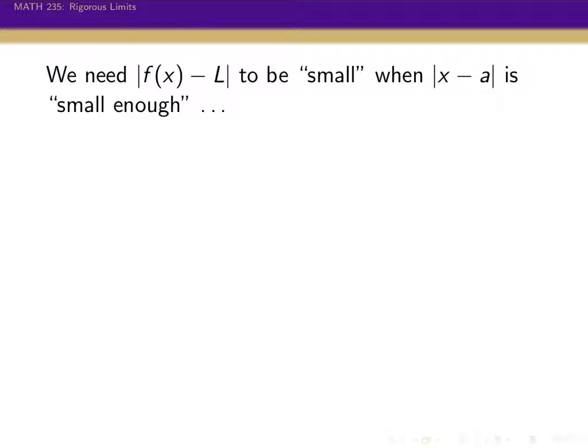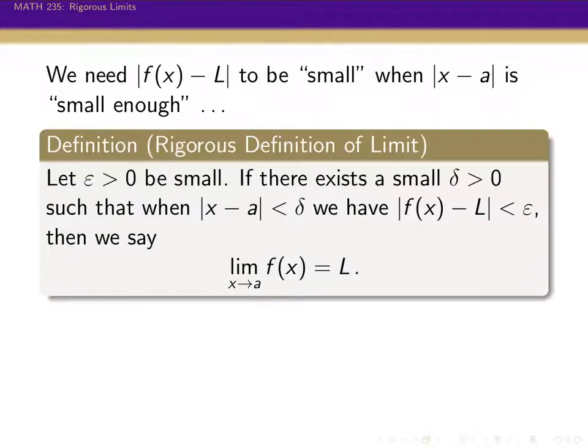I'm just going to put it up there and then we'll talk through it. Okay. So this is our rigorous definition of a limit. Let epsilon greater than 0 be small. If there exists a small delta greater than 0, such that when the absolute value of x minus a is less than delta, we have that the absolute value of f of x minus L is less than epsilon. That's what we precisely mean for the limit of f of x to equal L as x goes to a.